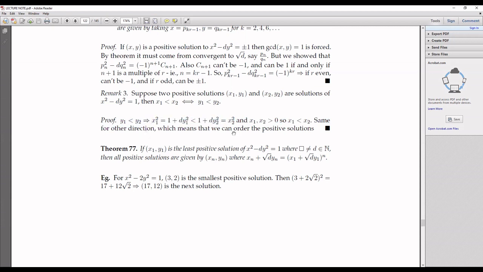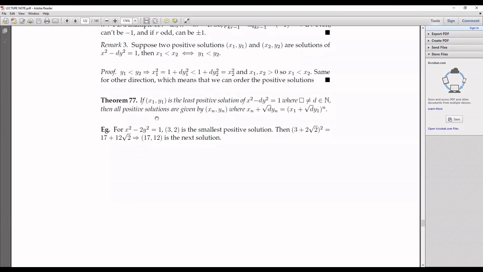So we have x1 square is less than x2 square, and we are not dealing with negative numbers here. So we can just safely square root on both sides of the inequality to get x1 is less than x2. And the argument for the opposite direction is the same. Now the last theorem, as I was saying, is pretty interesting.